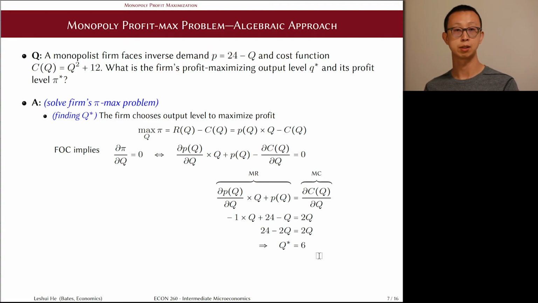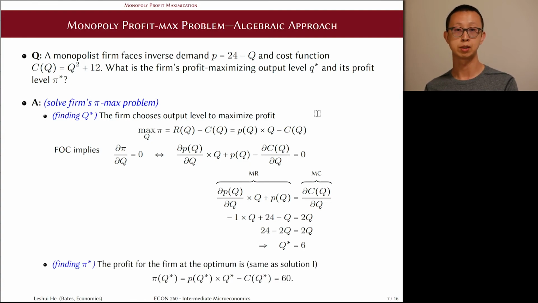We can now plug this quantity back into the demand to find the price level at this output level, which is going to be $18. And we can plug these results back into the profit function here with a price of $18, a quantity of 6, and this cost function, which has a cost of 48 units. When the output is at 6, the profit is at 60.